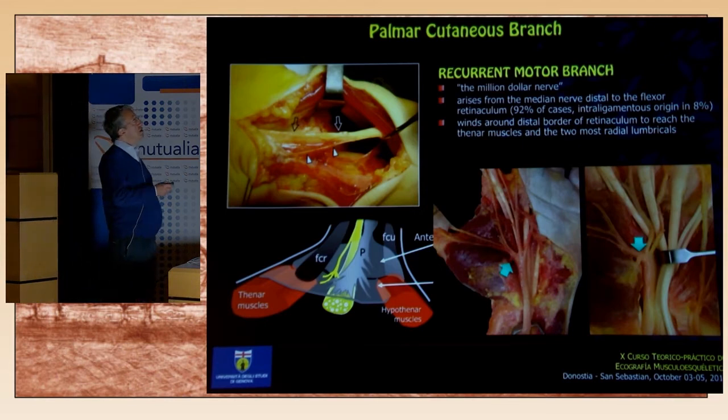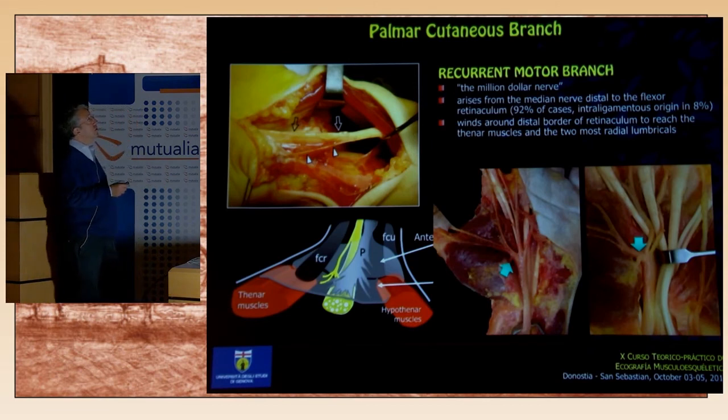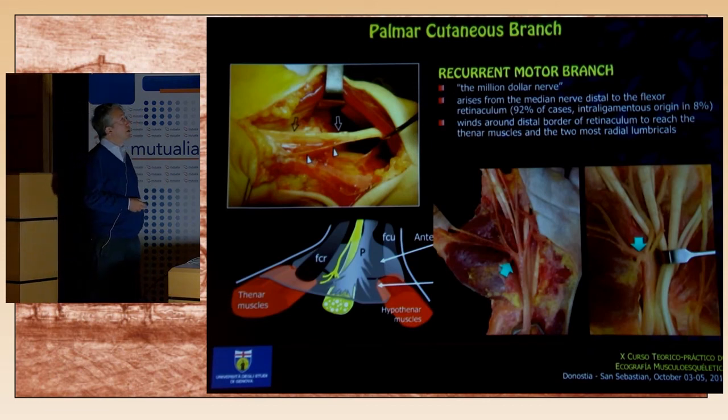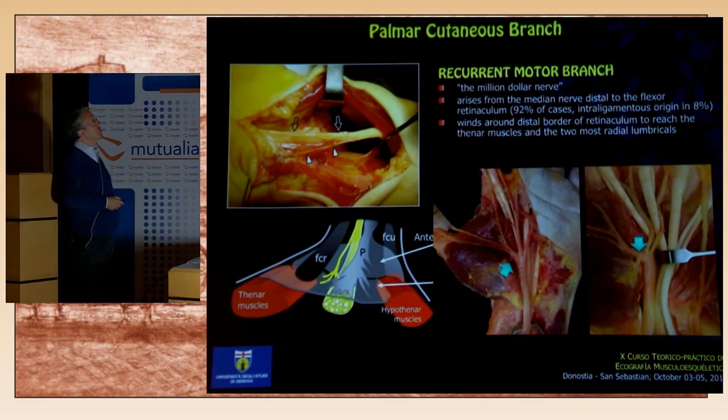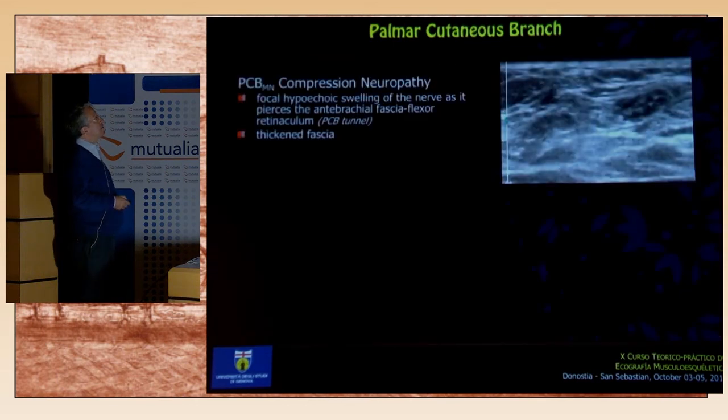This branch is named the recurrent motor branch, also the $1 million nerve, because if resected, the lawyer can ask you more or less $1 million. And ultrasound can see it very well.